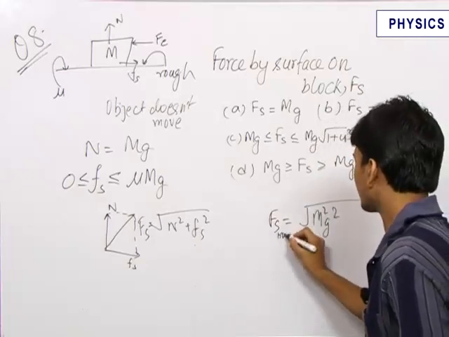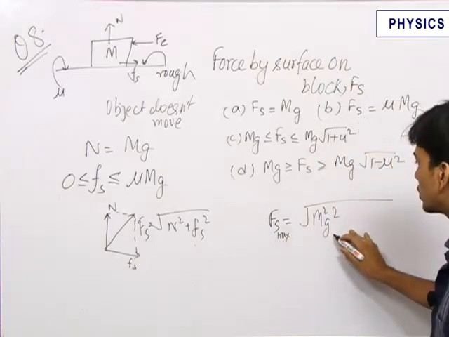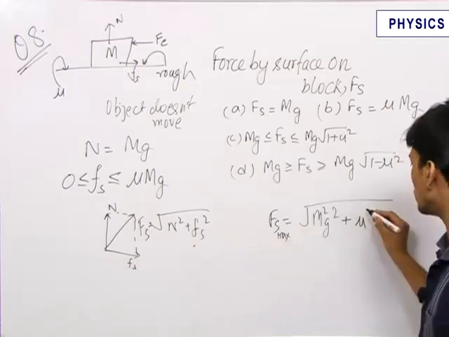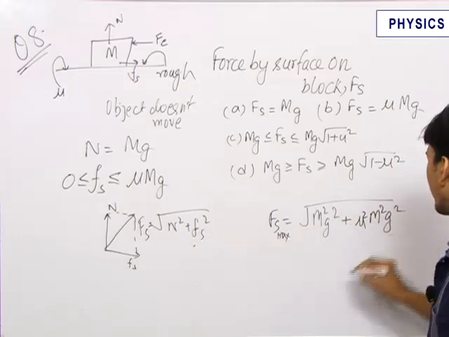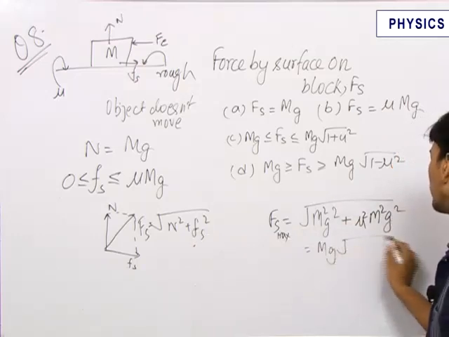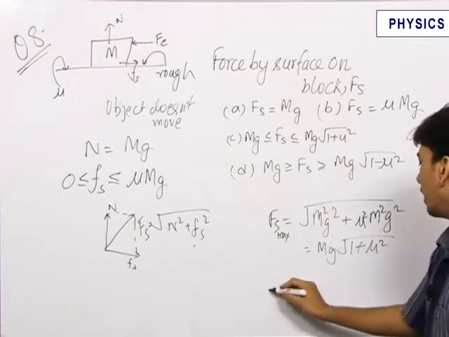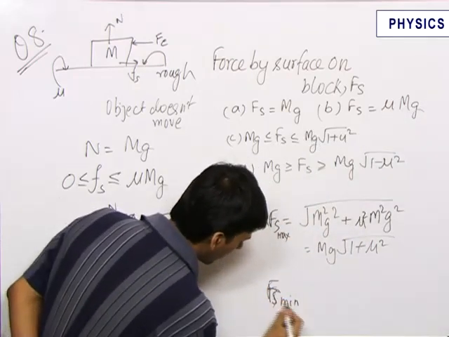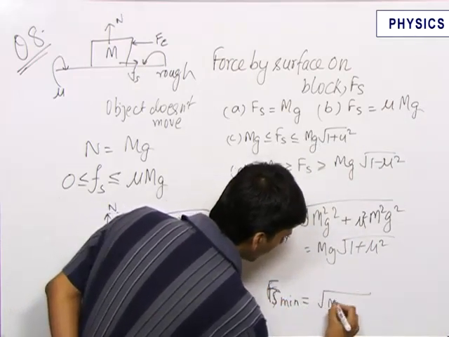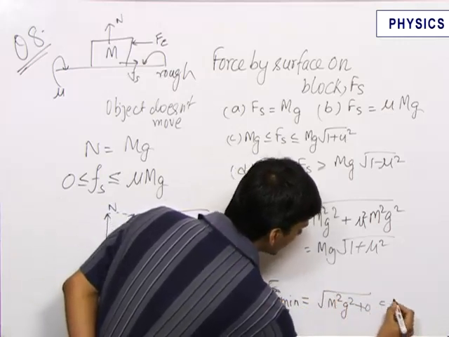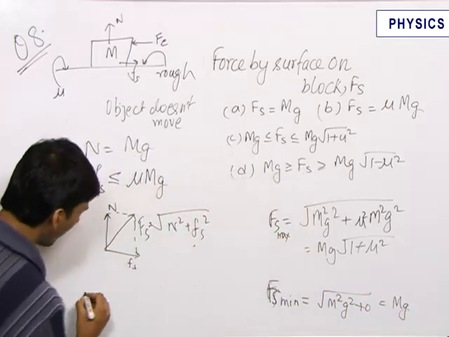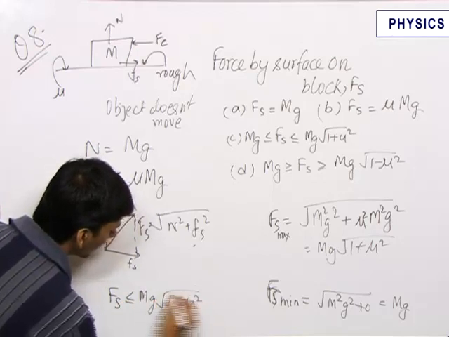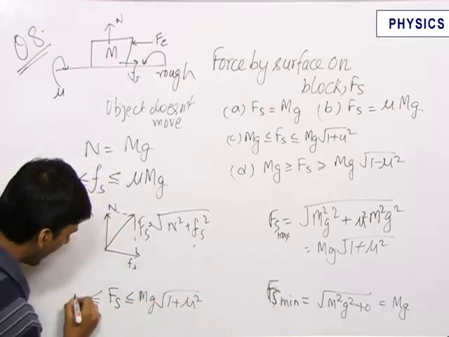So when we find out this force, Fs is equal to root over m square g square plus small fs square. Let us find out Fs max. Fs max is equal to root over m square g square plus maximum value of fs square, that is mu square m square g square. This is equal to mg root over 1 plus mu square. Now Fs minimum is equal to root over m square g square plus 0, that is equal to mg. So the range of Fs is from mg to mg root over 1 plus mu square.